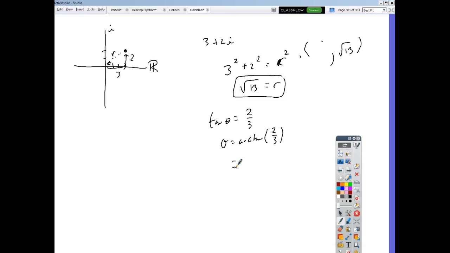Crowd goes quiet. You can do this. Have faith. Somebody can put this in their calculator. What did you get? 33.7? That was it? Okay. So I'm going to go 33.7. I did it wrong again. That's really silly. 33.7 degrees, and this would be my polar version of the same thing.